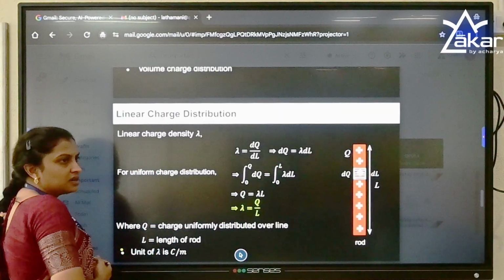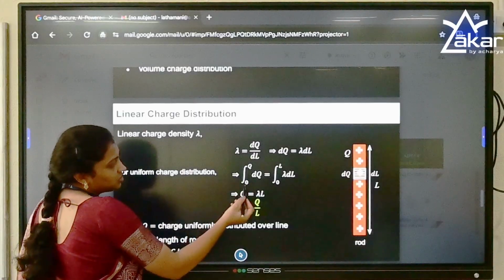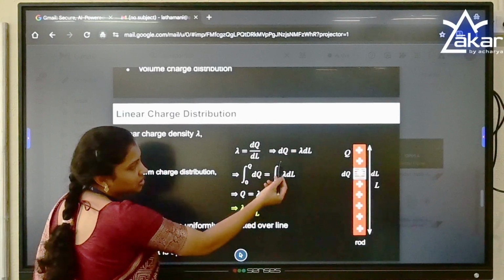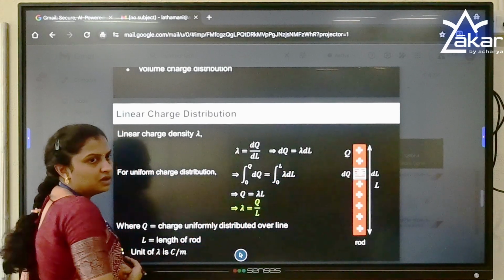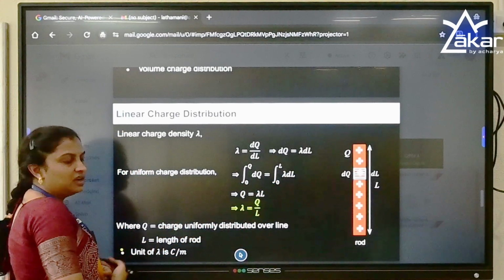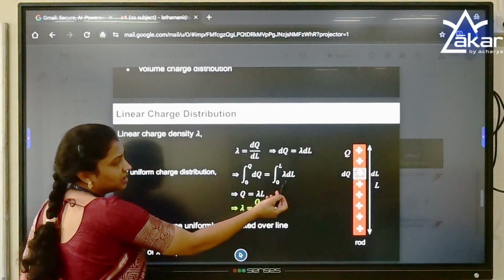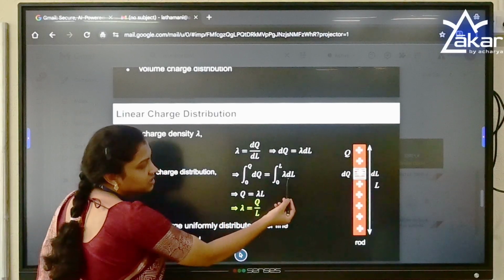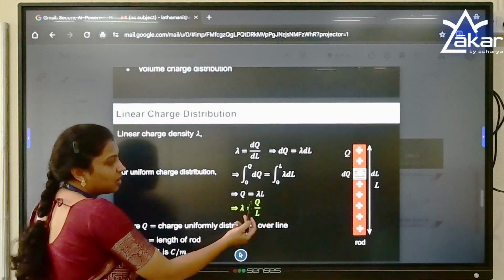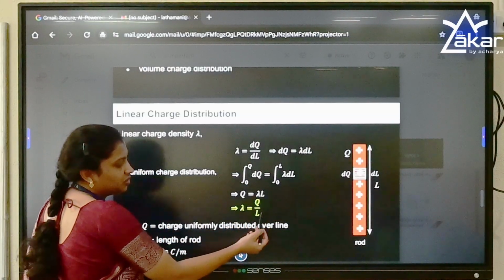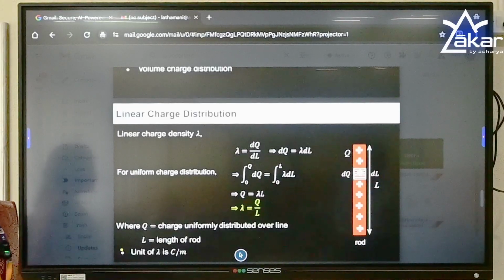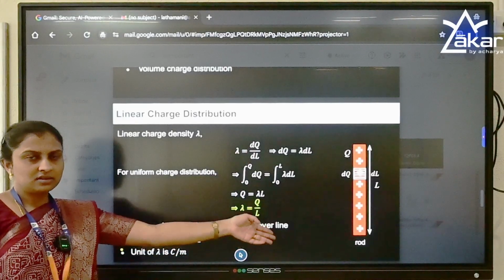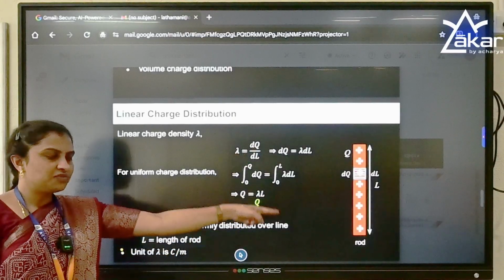Then for a uniform charge distribution we have to take integrals. From 0 to q, dq is equal to the integral from 0 to L of lambda into dl. The integration of dq is Q. Lambda can be written as it is because it is a constant. The integration of dl is L. So we get lambda is equal to q divided by L. Here q is the charge uniformly distributed over the line, and L is the length of the rod.